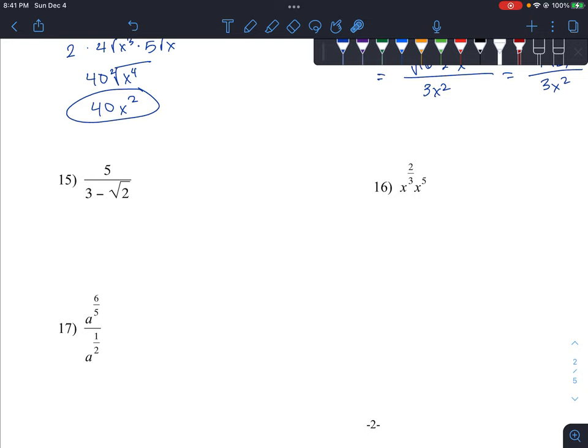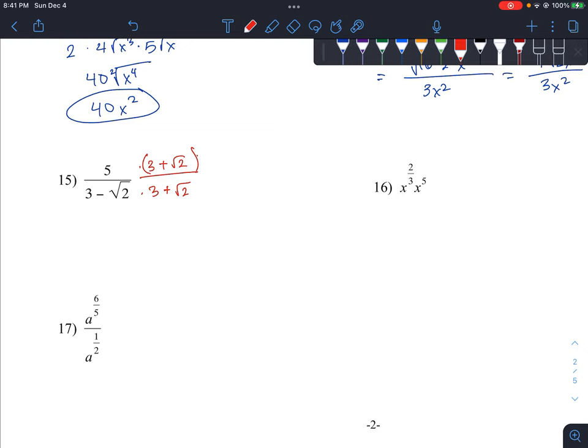For 15, so we don't want any radicals in the denominator. In order to get this out, since it's a binomial, I'm going to want to multiply by its conjugate, which is the same thing, just a different sign in between them. So 3 square root of 2. But that means I have to multiply the top by the same thing.